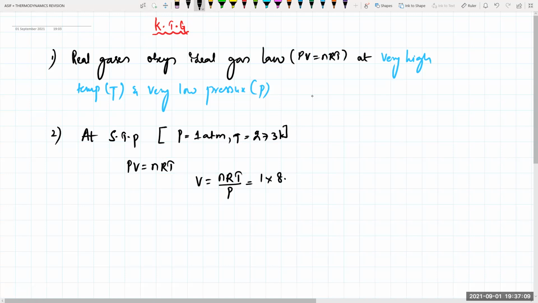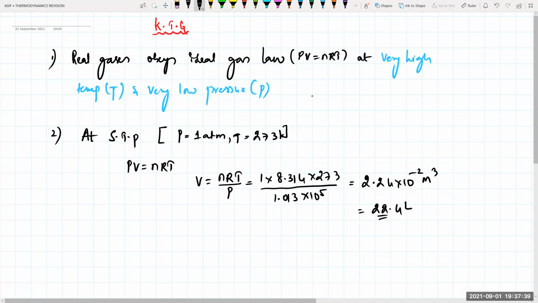R value is 8.314, temperature is 273, divided by pressure, which is 1 atmosphere. 1 atmosphere is 1.013 into 10 to the power of 5. If I simplify this, the volume I get is 22.4 liters. The actual value is 2.24 into 10 to the power of minus 2 meter cube. If I write it in terms of liters, that will be 22.4 liters.